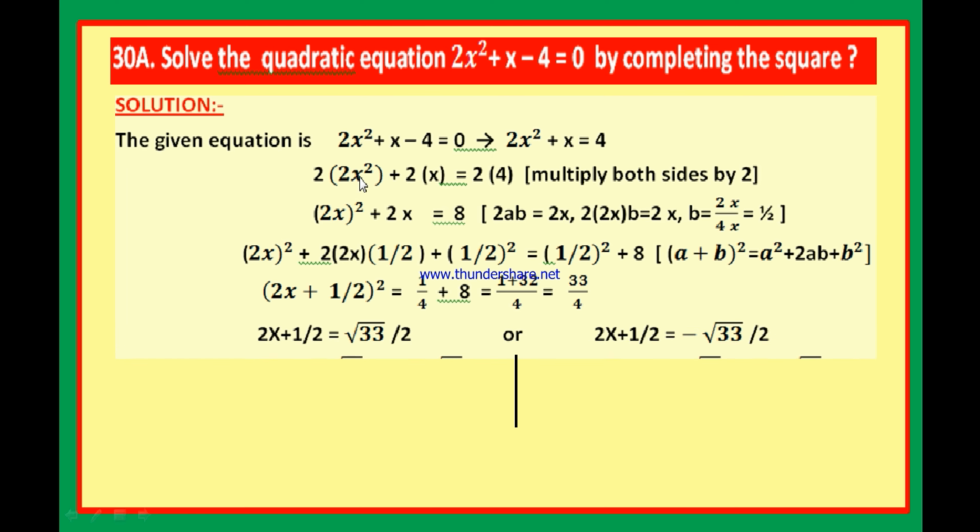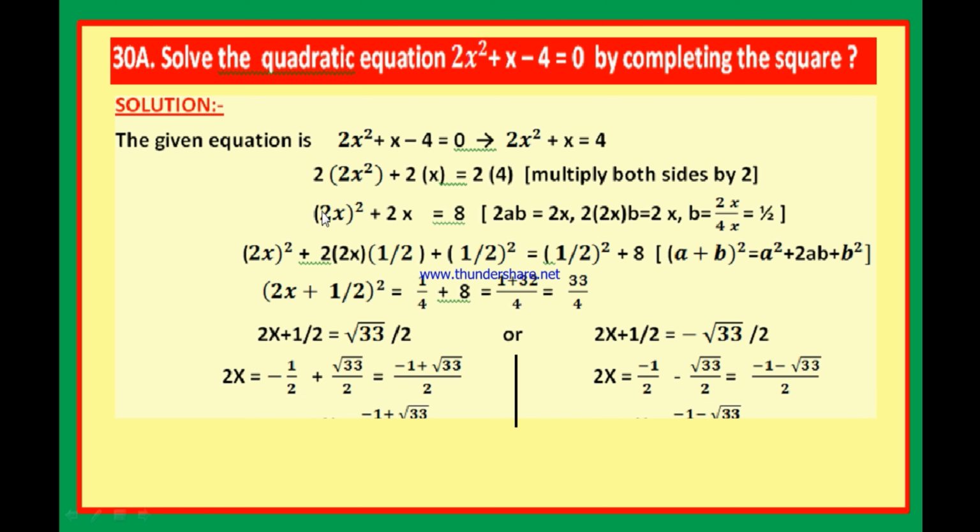2 into 2 is 2 square into x square is 2x whole square. This is 2 into x is 2x. 2 into 4 is 8. Now let us assume that 2x is equal to a, then this is in the form of a square. Then it should be 2ab term. Therefore equate this 2x to 2ab. 2 into a value is 2x into b value is equal to 2x.